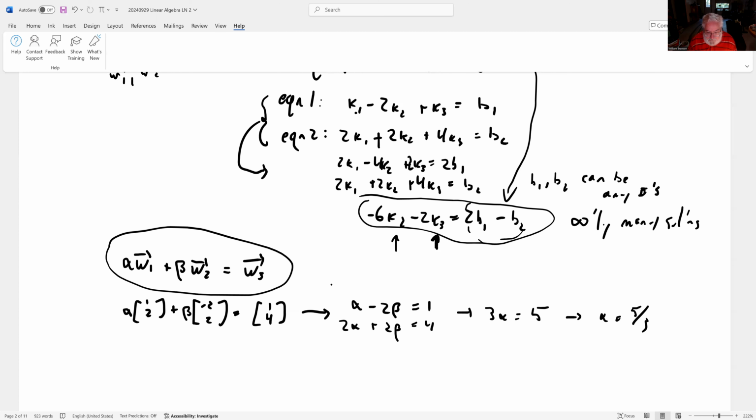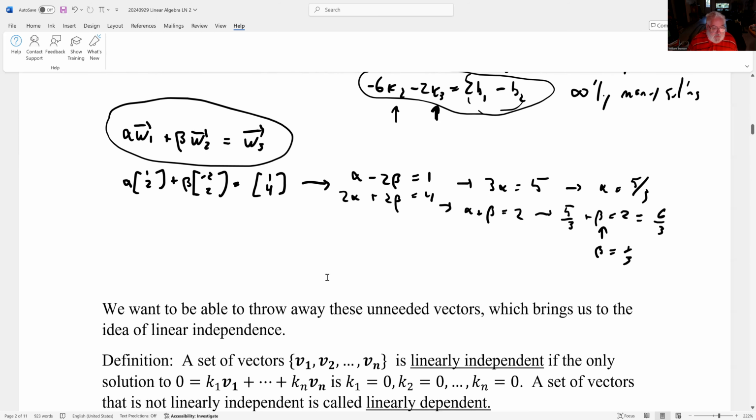And so this equation becomes, once we cancel out the 2's, alpha plus beta equals 2. Plugging in alpha and remembering that 2 is 6/3, that tells me that beta is equal to 1/3. So W3 is equal to 5/3 times W1 plus 1/3 times W2. And what does that mean?